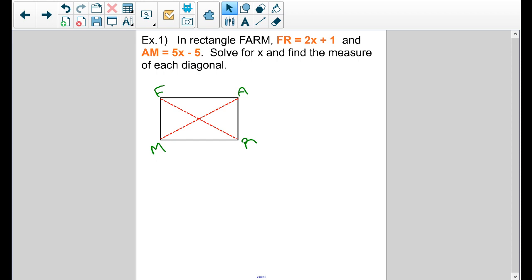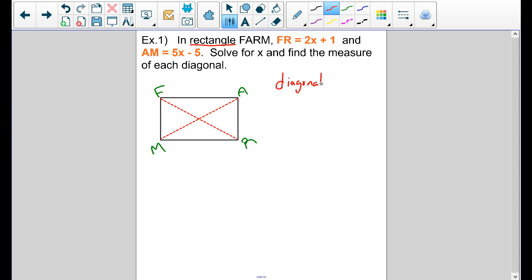We have a rectangle. So what information about diagonals do I know about a rectangle? If you don't know, diagonals are congruent. So if you look back at the rectangle page, diagonals are congruent, they're equal, right? So we can take these two expressions and set them equal to each other. So I have 2x plus 1 equals 5x minus 5.